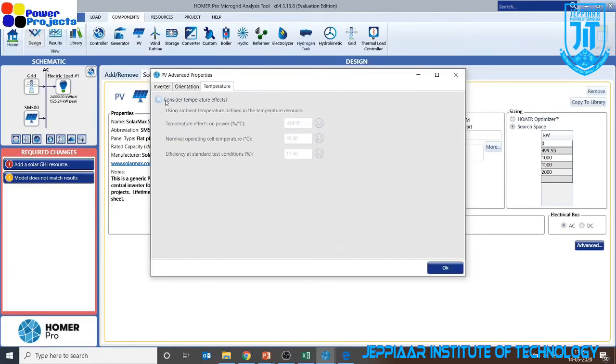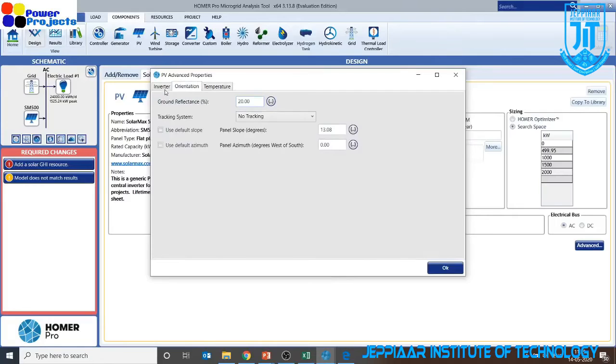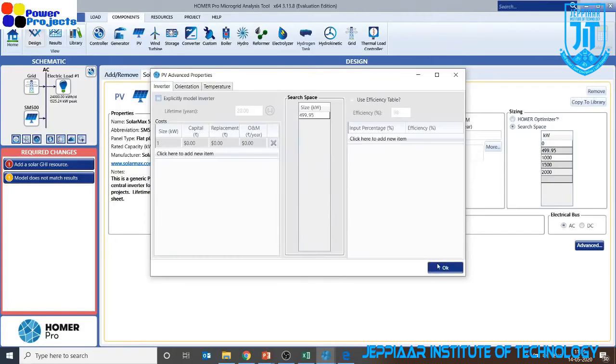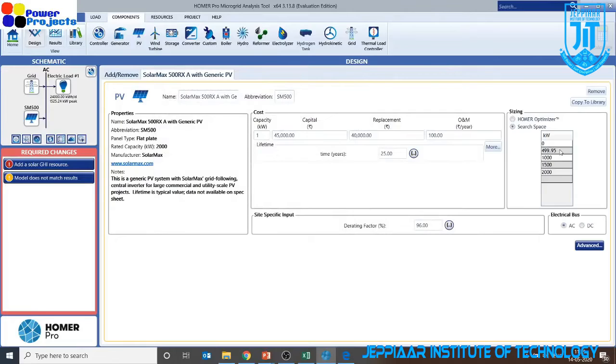I am not considering any temperature effects as well. We will include them one by one and check. But at present I have simply modeled a 500 kilowatt inverter. I have given a choice to check whether 500 kilowatt is commercially feasible, or 1000 kilowatt, or 1500 kilowatt, or 2000 kilowatt for the given system.